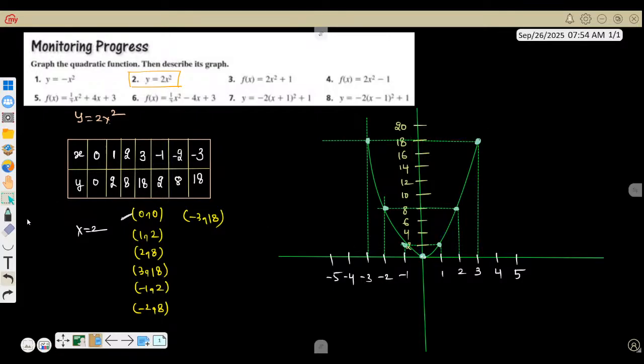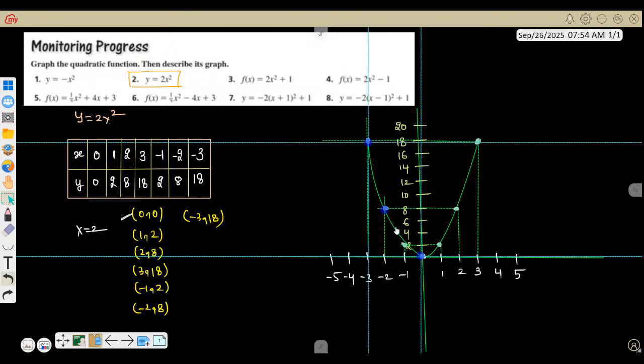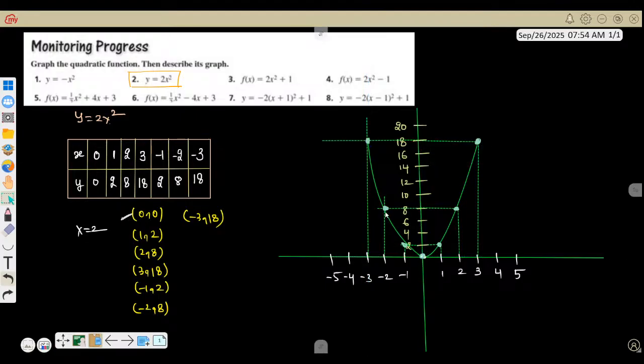So I hope you got how to make the graph. On both sides the graph will be the same. This looks a little bit tilted, but it's not like this. Both sides we have the same graph. You can say something like this. So this is the graph of y is equal to 2x square.